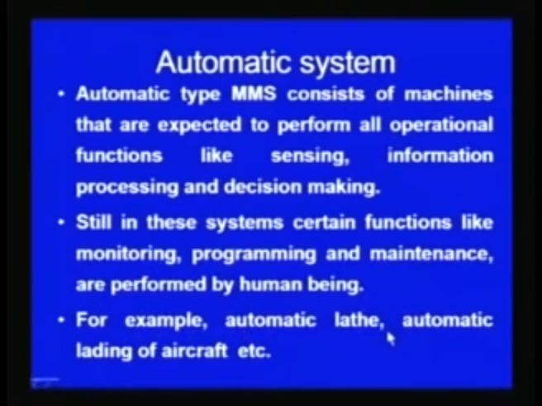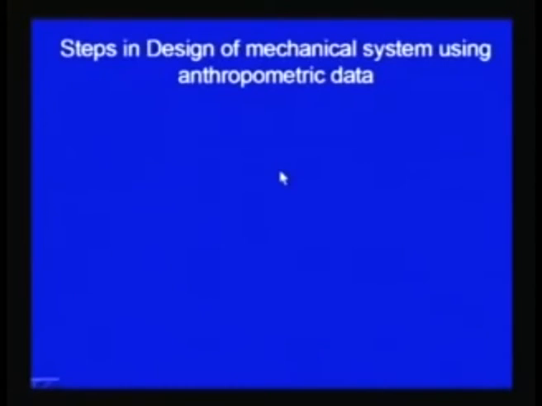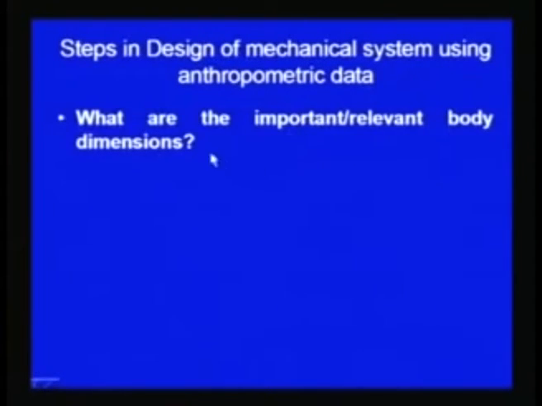The automatic lathes and the automatic landing aircrafts are the typical examples of the automatic systems. These systems, which are being used by the operator for carrying out the desired jobs, are designed in light of the anthropometric dimensions of the operator or the targeted people who will be using these systems. So, it is important to identify what are those relevant body parts which will be used for carrying out the job using the mechanical systems.